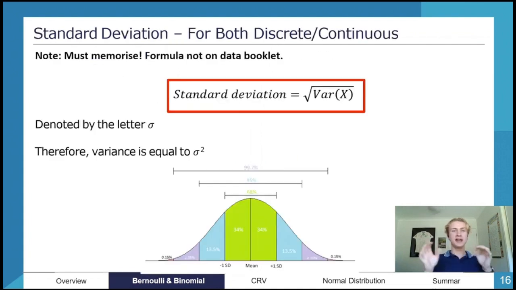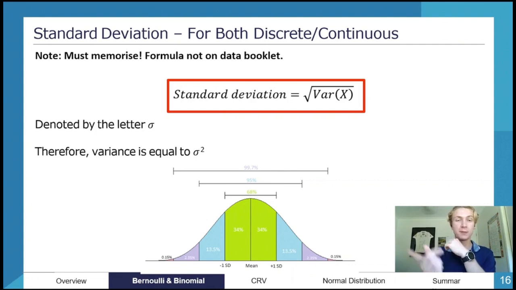All right, standard deviation. This one is for both discrete and continuous. If you're asked for standard deviation, all you do is take the square root of it. Now, this formula is not on the data booklet, and what that means is that you're going to actually have to memorize this one, unfortunately. Standard deviation is given by the letter, I'm not even sure what that's called. Maybe it's like omega or something, I'm not sure.